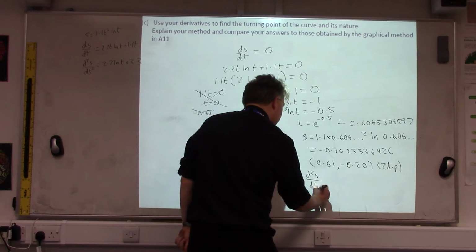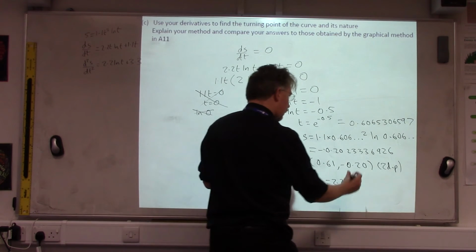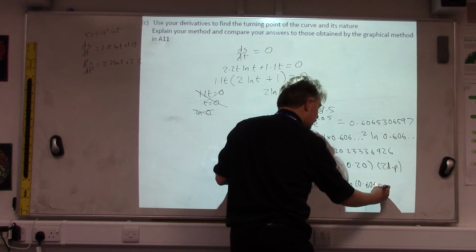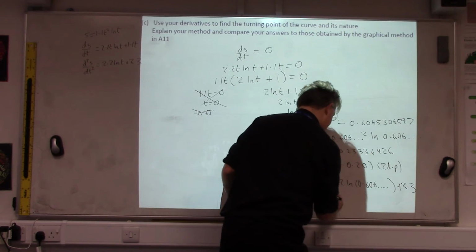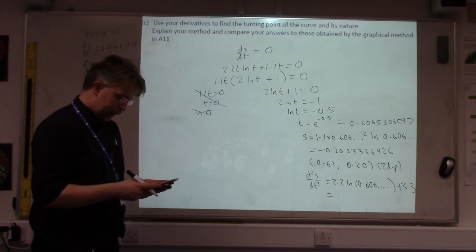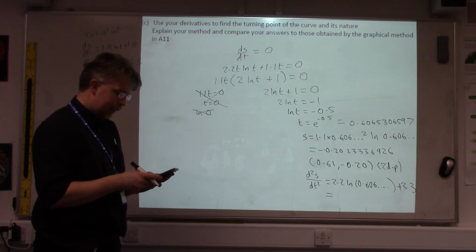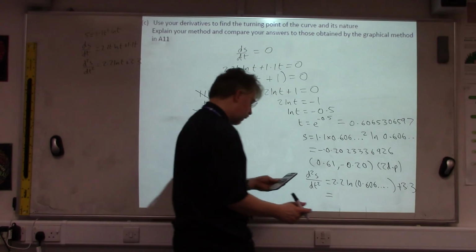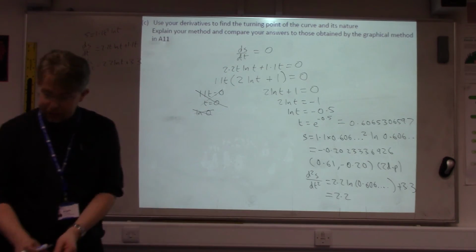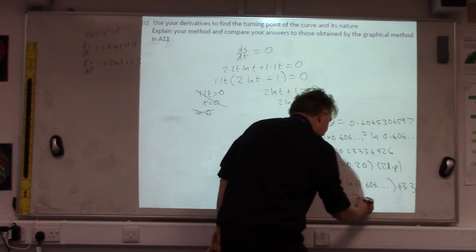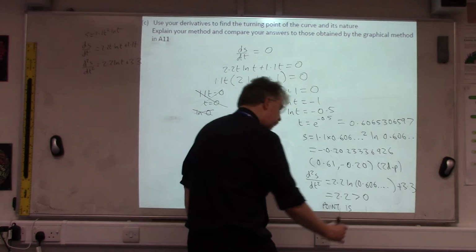So d2s over dt squared equals, remember putting the t value in, so 2.2 ln of, we'll need the brackets this time for the calculator, 0.606 dot dot dot, put the whole number in, close bracket, plus 3.3. So stick that into the calculator. So 2.2 ln of 0.60653066, close bracket, plus 3.3 equals 2.2. Amazing. Wasn't expecting an exact answer. So 2.2, which is positive, so the point is a minimum. So remember, for second derivative, positive, point is a minimum, negative, point is a maximum.